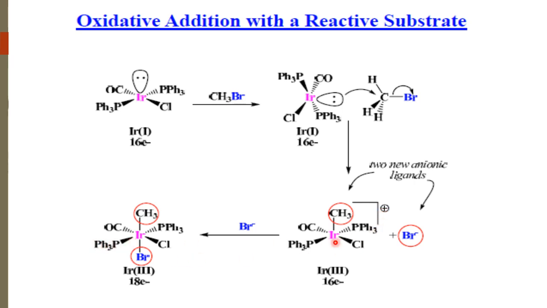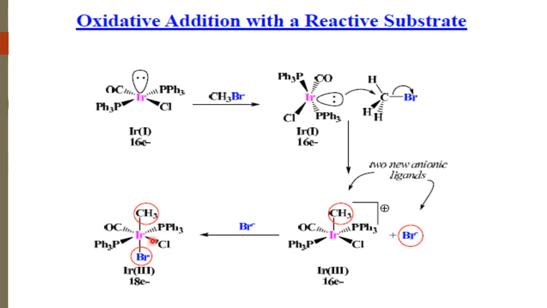Then on the other side, this Br minus is there, so it can coordinate from the other hand. Then what happens: automatically one ligand from here and one ligand from here, as they coordinate, its oxidation state will change as the coordination number changes. Here the coordination number is 4; in this final compound, the coordination number is 6, so the oxidation state changes, that is iridium 3, and the total number of electrons also becomes 18 here, which we can calculate.